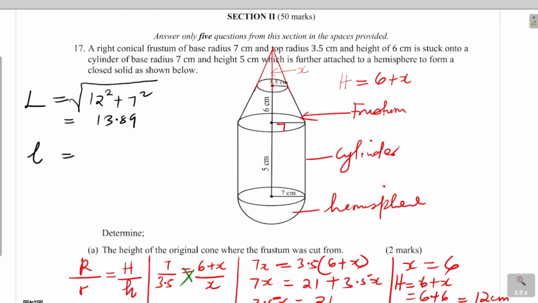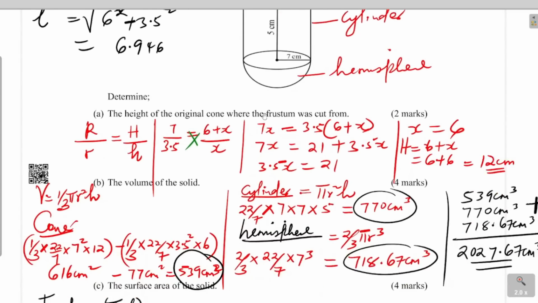Then we get the slant height of the smaller cone. The slant height of the smaller cone is this one here. You're going to use the same concept, that is Pythagoras theorem. So we have 6 squared, that is the height, plus 3.5 squared. You work out 6 squared plus 3.5 squared, get the square root, and that will give 6.946 centimeters. Now we have the slant height of the two.